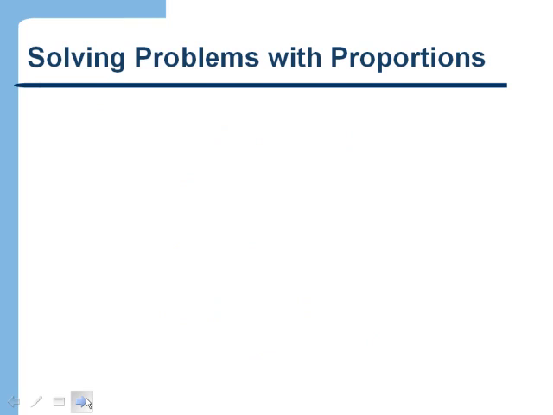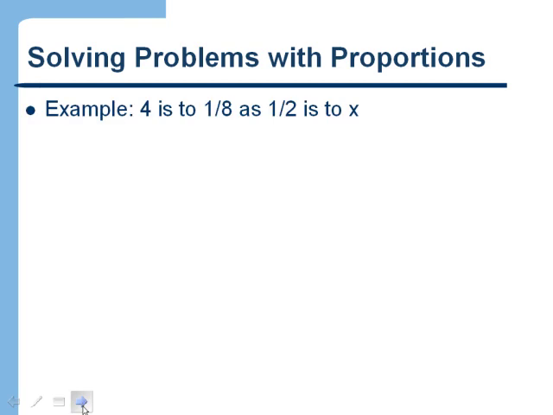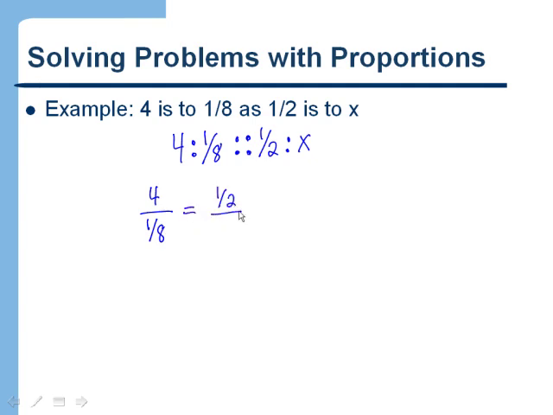Let's take a look at another example of solving problems with proportions. In this case, we have 4 is to 1/8 as 1/2 is to x. Let me first write that with our colon notation: 4 is to 1/8 as 1/2 is to x. And now let me write it in terms of fractions. So we have 4 divided by 1/8, and that has to equal 1/2 divided by x. And this is kind of a nice fraction review because we've got to remember how to multiply fractions.